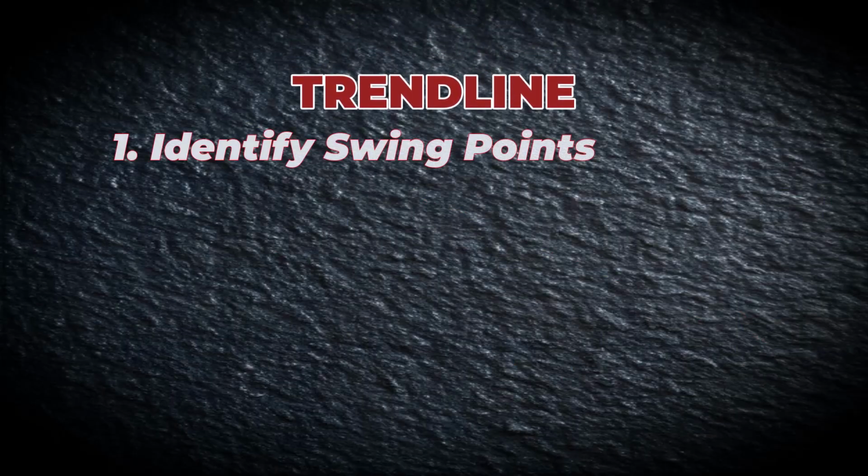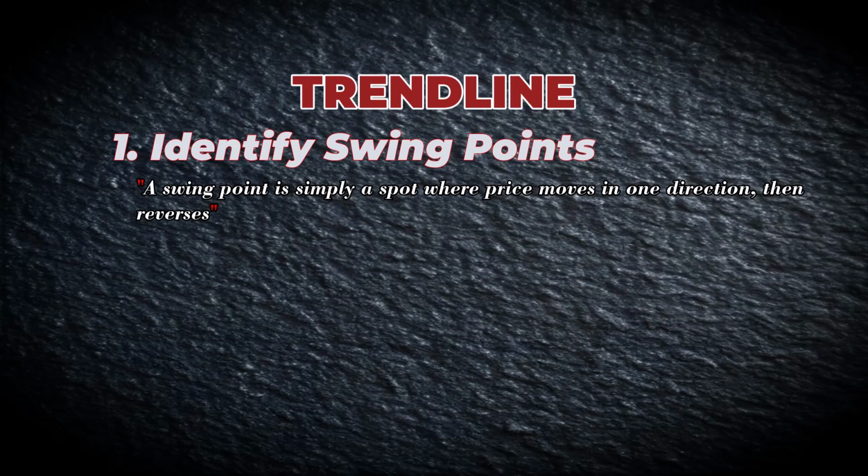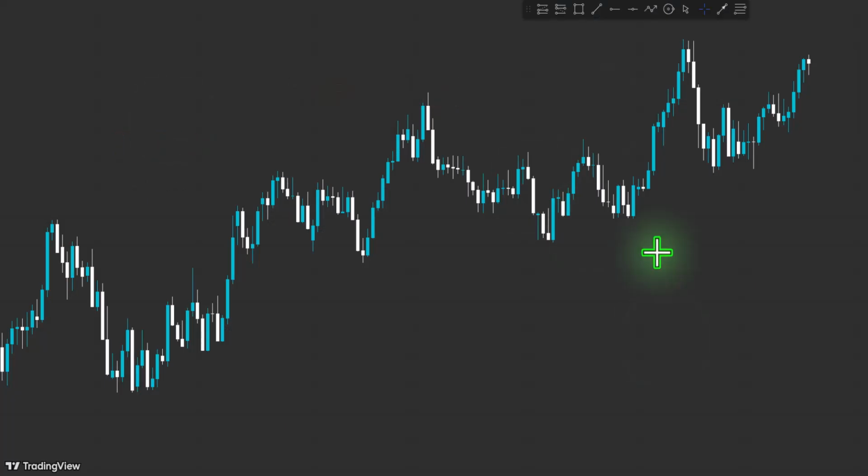Now, the first step is to identify swing points. A swing point is simply a spot where price moves in one direction, then reverses. For example, check this out. Price drops down, then suddenly bounces back up. That lowest point before the reversal, that's called a swing low. Our job is to find as many of these key swing points as possible. In this case, we can already see multiple swing lows on the chart.